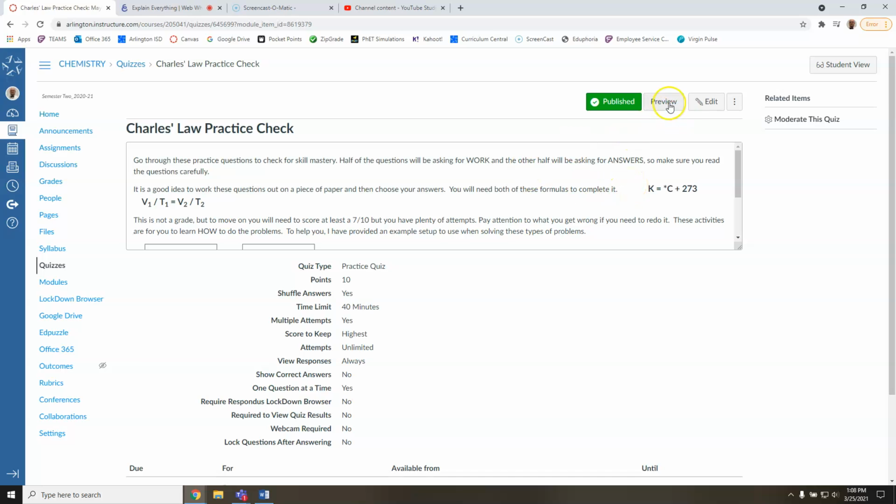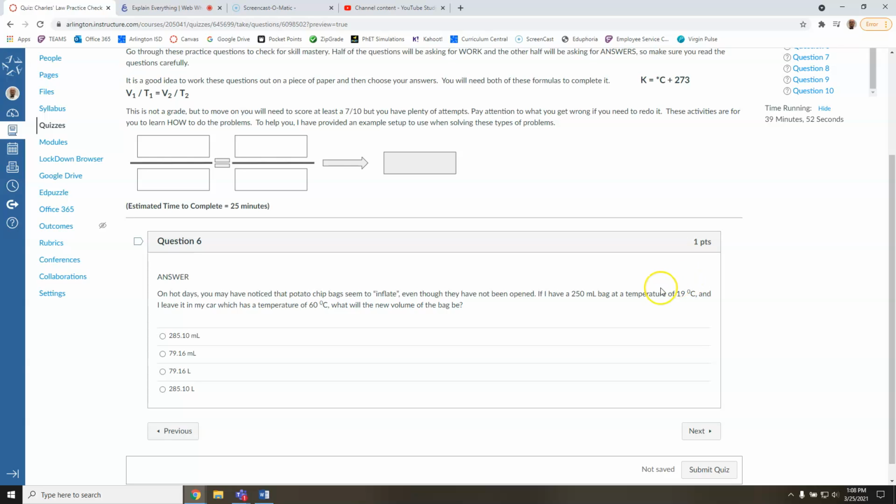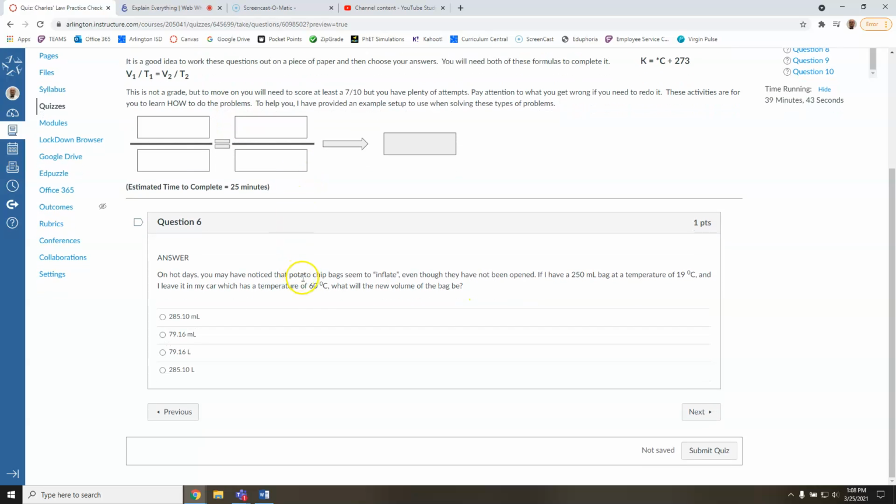Let's look at a practice problem as to what Charles' Law would look like. Some of these are going to ask for work, and some of these are going to ask for the answers. This would be a good one to do. It says, on hot days, you may have noticed that potato chip bags seem to inflate, even though they have not been opened. If I have a 250 milliliter bag at a temperature of 19 degrees Celsius, and I leave it in my car, which has a temperature of 60 degrees Celsius, what will that new volume be once the volume has changed?